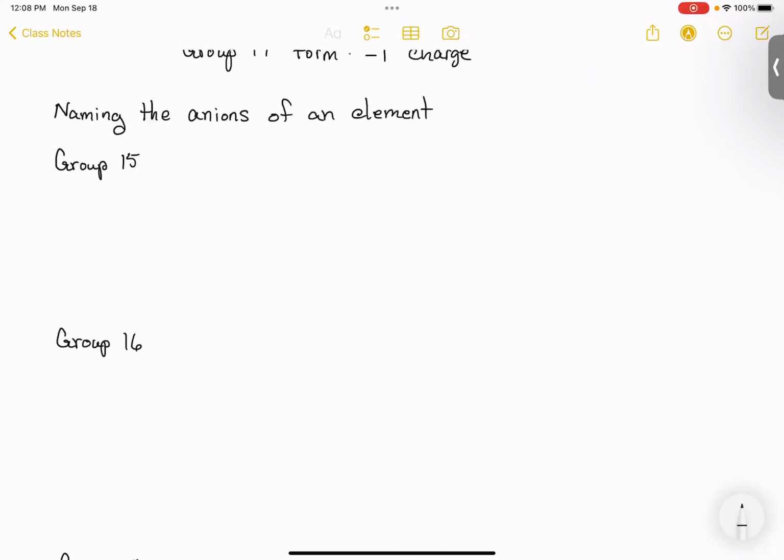So group 15, you have nitrogen. In the form of nitrogen, its elemental symbol would just be N. But because it is a group 15 nonmetal, it's going to make an N3 minus charge. And when it does so, it becomes nitride.